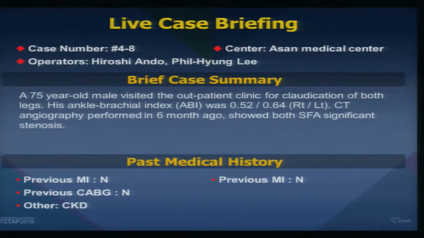This patient is a 75-year-old male patient, and he presented to our clinic because of severe claudication. He has a history of hypertension, diabetes, and chronic kidney disease, which may be an issue in this case. He previously received iliac stenting at the left portion 1 year ago. His ABI was 1.52 at the right, 1.64 at the left.